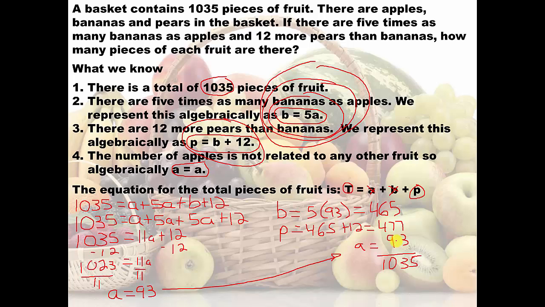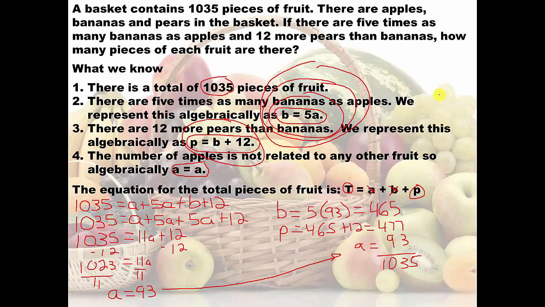Now, what if someone comes and says, oh, wait a second, I didn't mean 1,035 pieces of fruit. It was only 135 pieces of fruit. I gotta go through all this again. What a pain in the butt. I don't even know if it works out with 135 pieces of fruit. Let's see what happens if you use a spreadsheet.